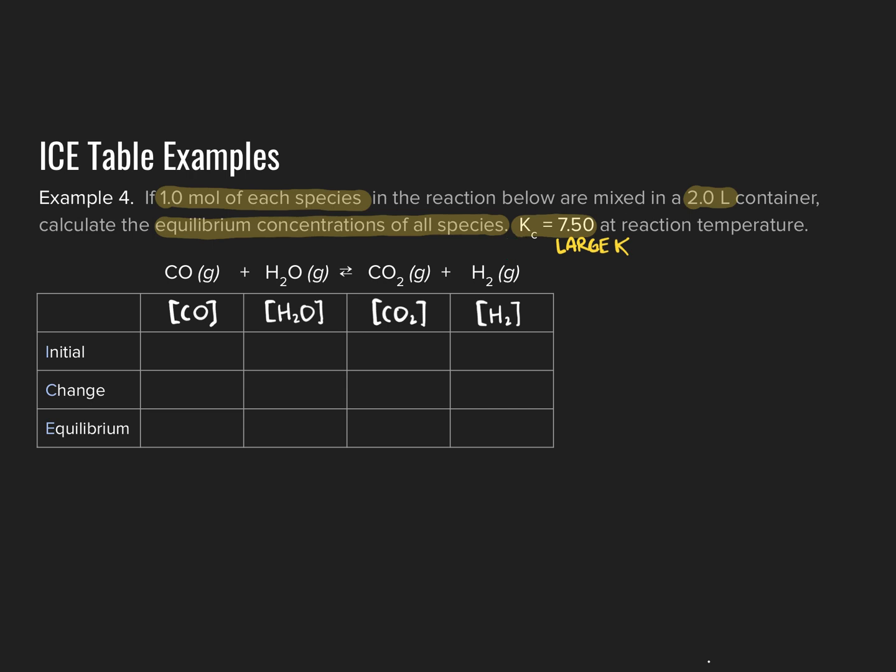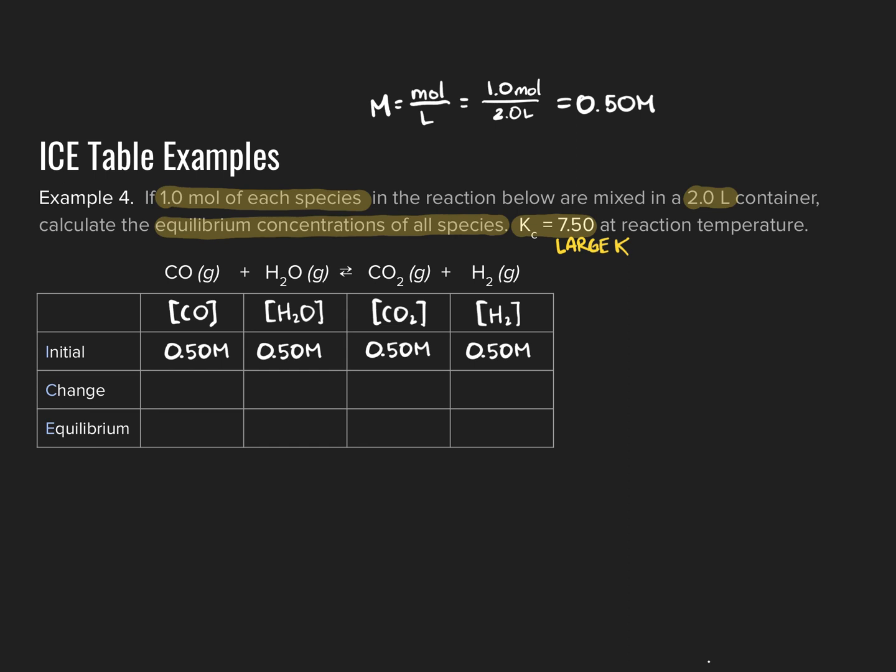As a starting point, let's recognize that the values that show up in our ICE table must be molarities, not moles, and as such, we need to determine the initial molarities of all species. By definition, molarity is moles per liter, so taking our 1.0 mole of each species and dividing it by our 2.0 liter container yields a molarity of 0.50 molar for each individual species, including both the reactant species and the product species. So, putting our initial concentrations into the ICE table, let's now determine the direction the system will move to establish equilibrium by making a Q calculation.